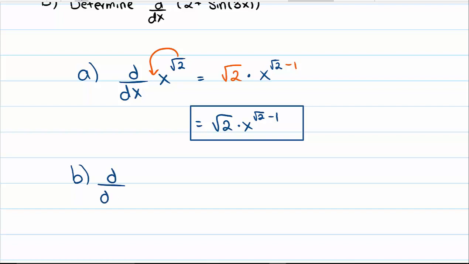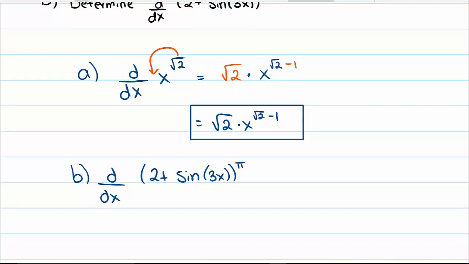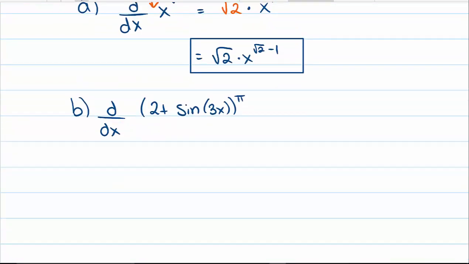We're going to do d dx of 2 plus sine of 3x, all to the power of pi, and we're going to take the derivative of that. So when we do that again, this pi is going to come down to the very front, so you get pi times the whole inside piece, 2 plus sine of 3x. Go ahead and close the parentheses, and then you're going to subtract 1 from the exponent, but we have to apply the chain rule here.